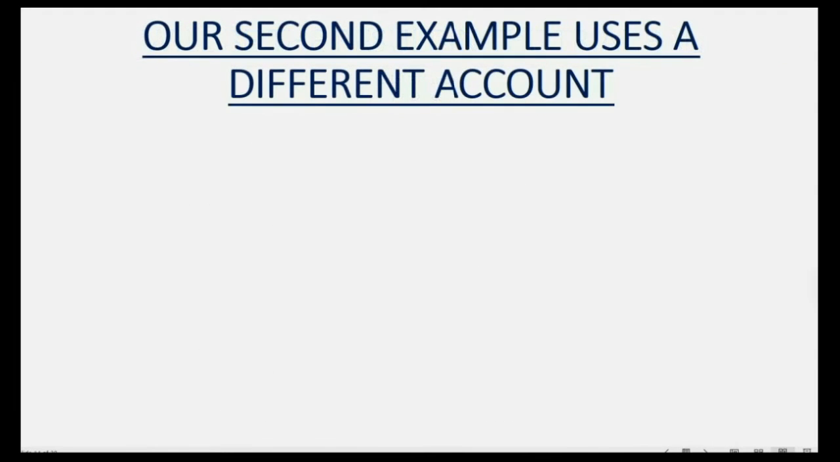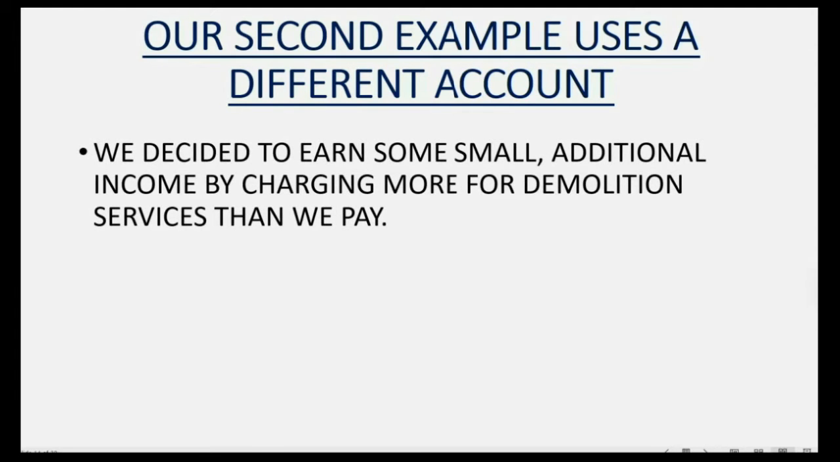Now, our second example will show you more about the available features for billing in QuickBooks Online. You could actually use a different income account from the default income account that QuickBooks Online allowed us to use in the previous example. So instead of using billable expense income, we can use one of the existing income accounts. So let's imagine that our company decided to earn some small additional income by charging more for demolition services than we actually pay our service provider.